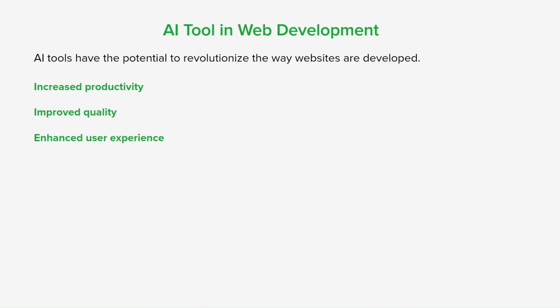AI tools can be used to create personalized and adaptive websites that cater to individual needs of users. And AI tools can help businesses save money on web development costs by automating tasks and reducing the need for human labor. So there's loads of benefits to using AI in your web development, and there's loads of tools out there that can help bring all these benefits to your development skills.